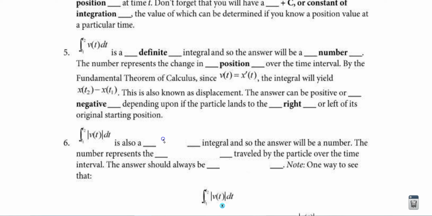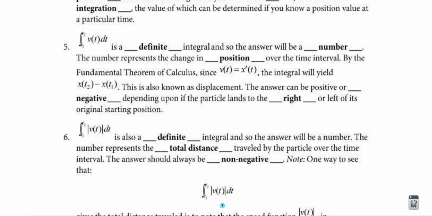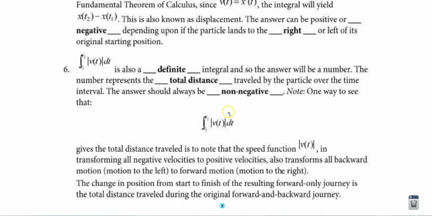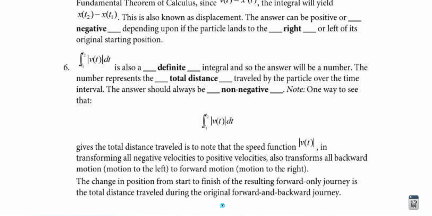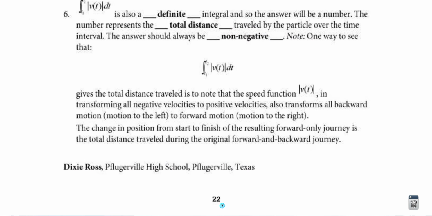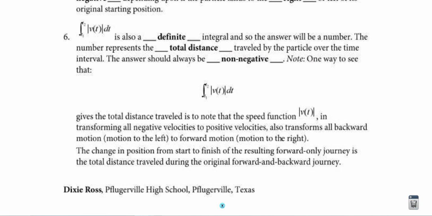So this is also a definite integral, so the answer will be a number. The number represents the total distance traveled by the particle over the interval. This answer should always be, well, I almost said positive, non-negative. It could be 0. So your answer could be 0 or a positive number, hence why they say it's non-negative. There's a little note here that I'm going to let you read on your own because I know that you're able to do that.